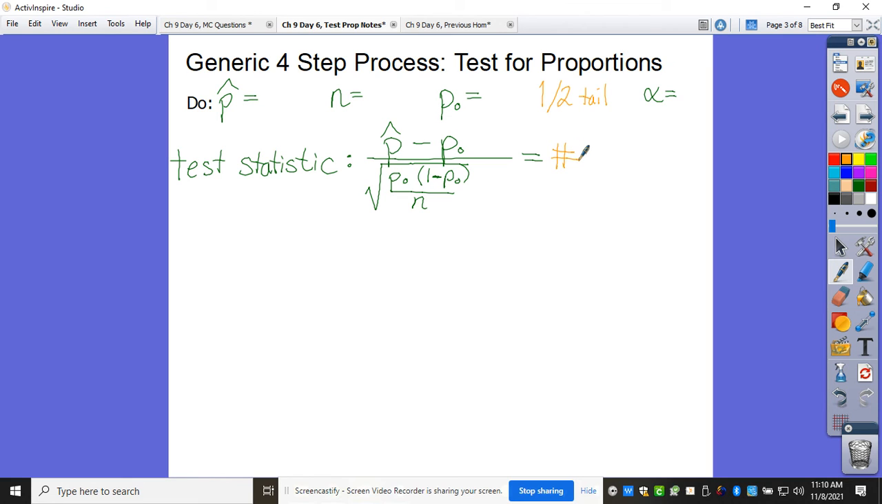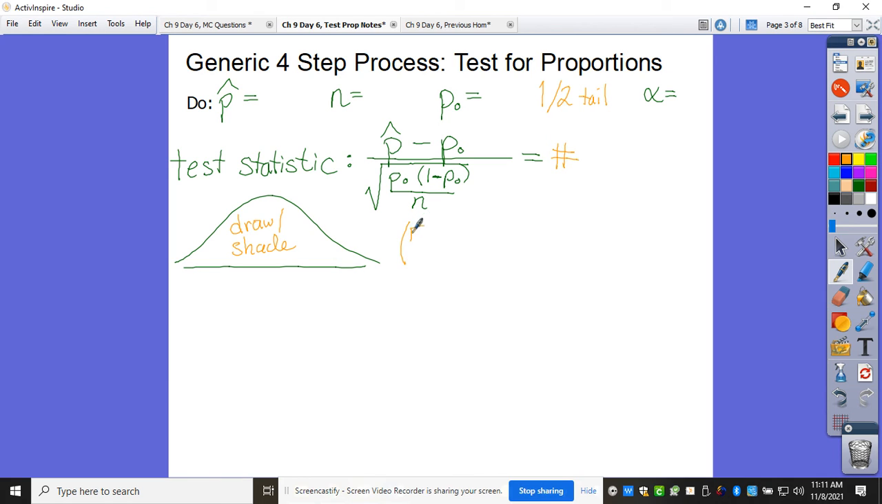So I've got my test statistic value. Now I do what? Go out and shade it. And I don't know how much I wrote. Did I write much of anything for p-value last time? Like how to find it? Alright, I wrote find p-value, test statistic using direction of Ha.